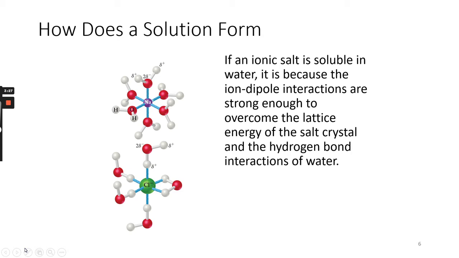How does a solution form? An ionic salt is soluble in water because of ion-dipole interactions. Where is the ion coming from? The solute, which is ionic. And the dipole is coming from the water. So these partial negative and partial positive charges on the water molecule will actually pull apart the ions from the sodium chloride. They are actually strong enough to overcome your lattice energies. And when that happens, the water molecules will surround the ions and actually dissolve it.